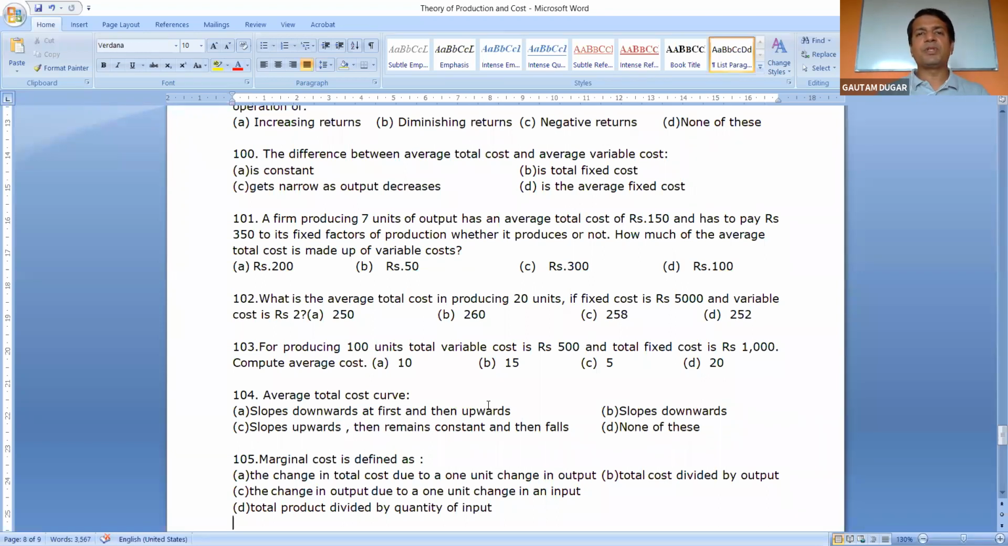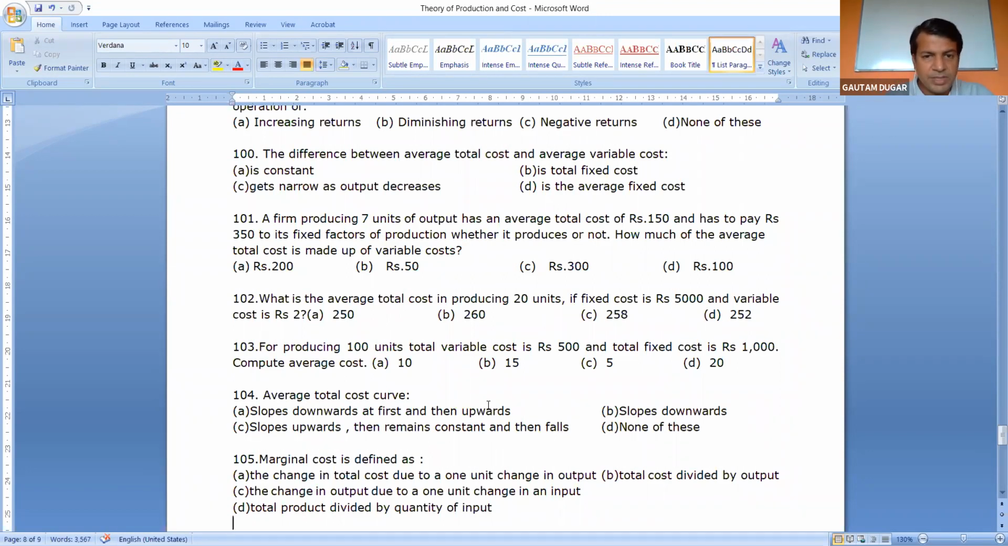Fixed cost is 5,000. Variable cost is rupees 2 per unit. Then for 20 units, 20 times 2 is 40. 5,000 plus 40, so your total cost becomes 5040. This total cost equals TFC plus TVC. Now 5040 divided by 20 units. So we get answer D, 252.